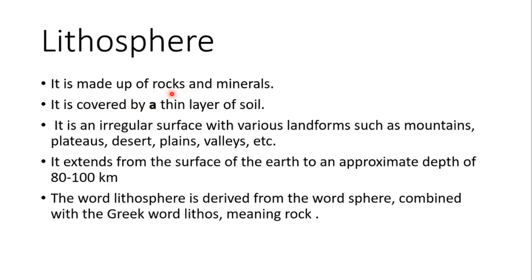So lithosphere is made up of rocks and minerals, and it is covered by a thin layer of soil, and various irregular surfaces are found here: mountain, plateau, desert, plains, valleys, etc. And it extends up to a depth of 80 to 100 kilometers from the surface of the earth. And the word lithosphere is derived from the Greek word lithos, meaning rock.